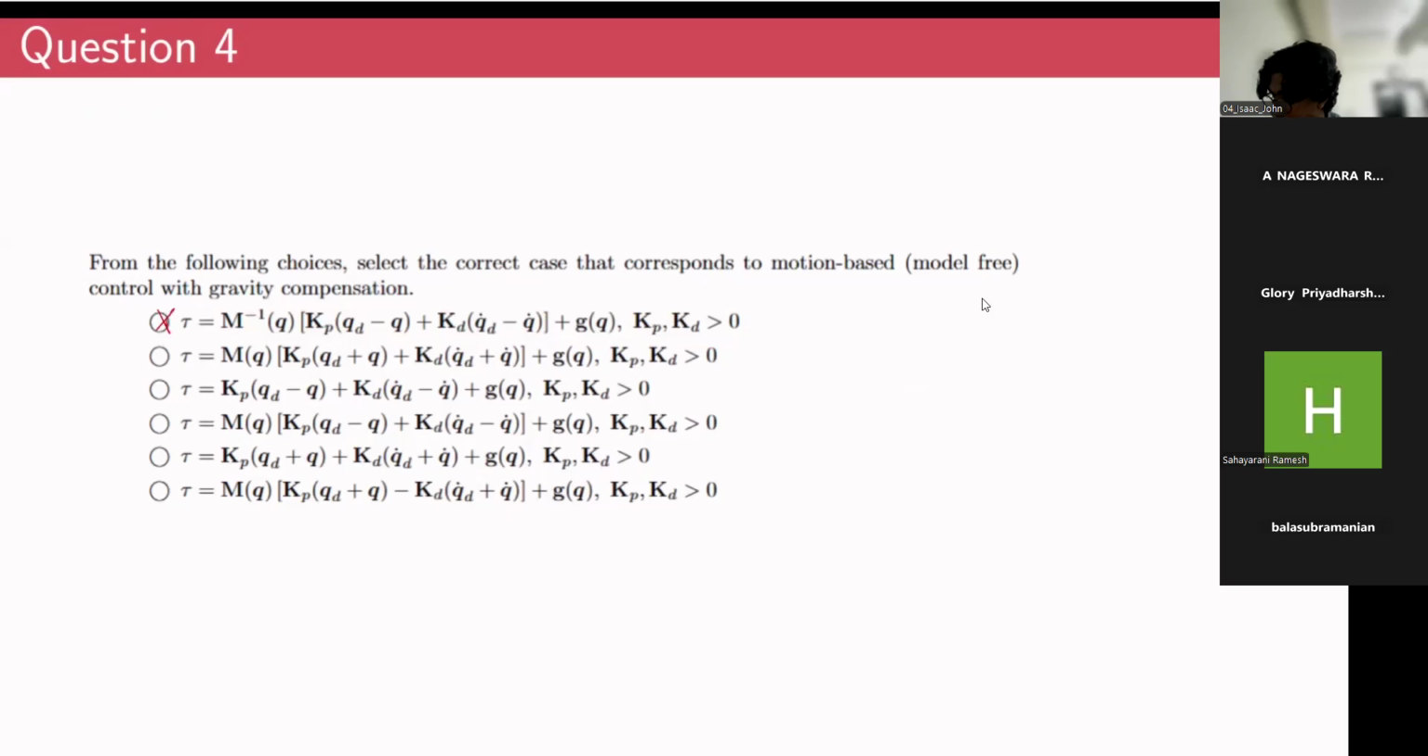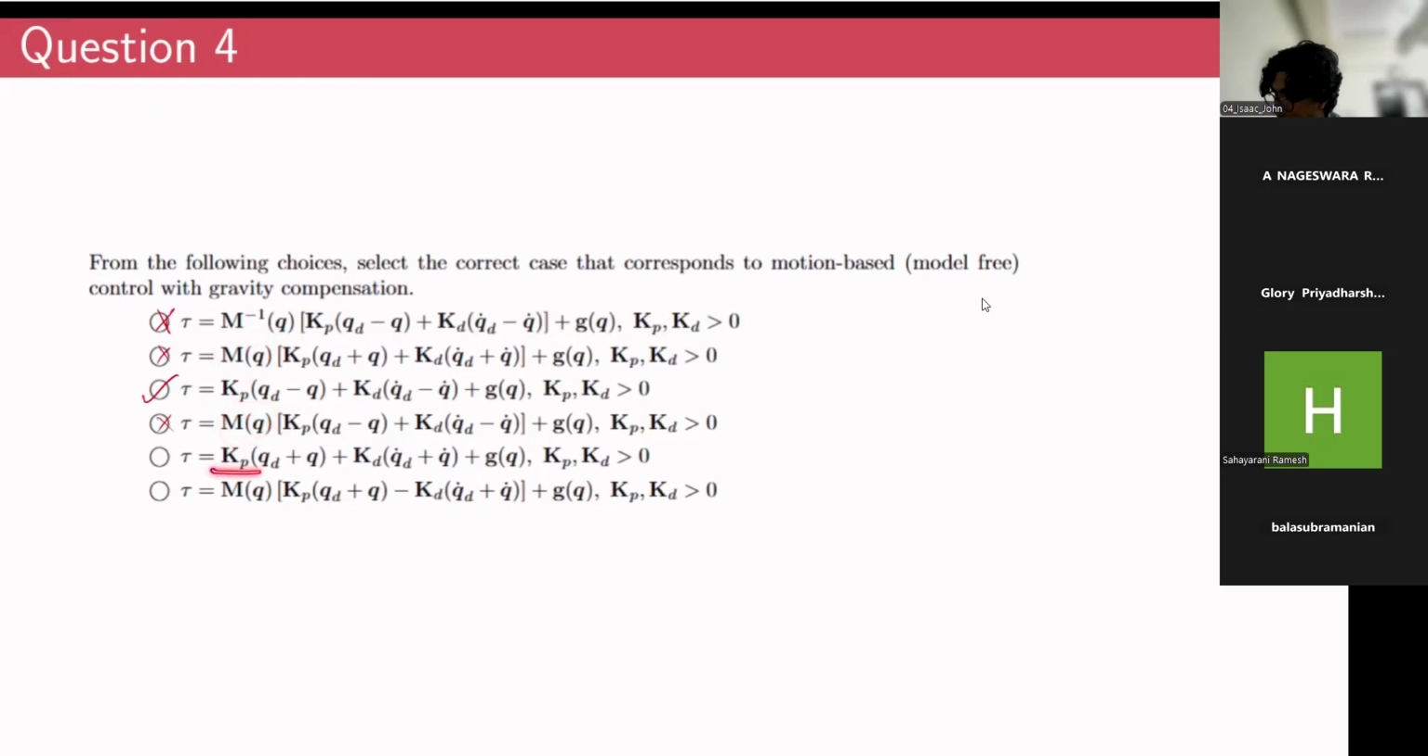Yeah, that also has a mass matrix over here, right? So you have to model it mathematically to get this mass matrix. That looks to be false. What about the third equation? Third one is the correct option, I guess, because it has only proportional derivative terms and the gravity compensation term. What about the fourth one? That doesn't look right because it has a mass matrix term.